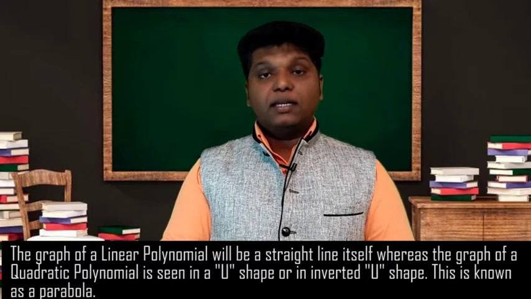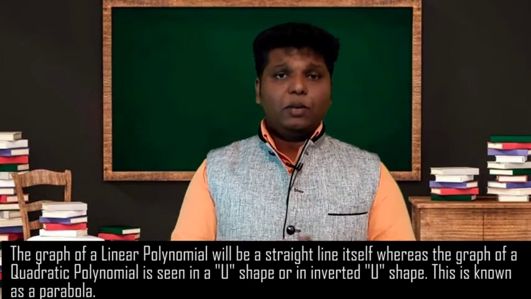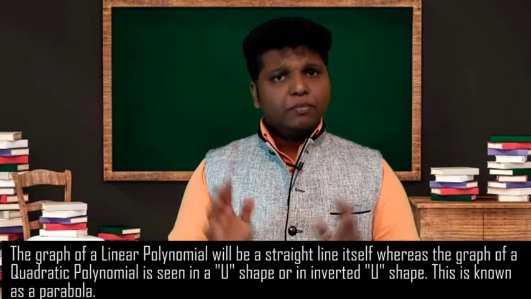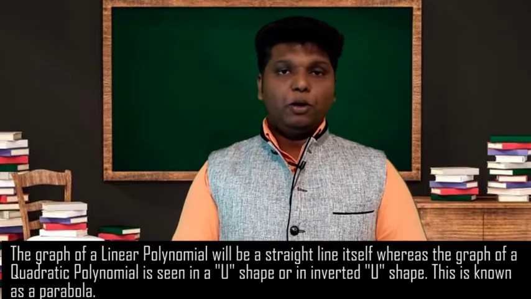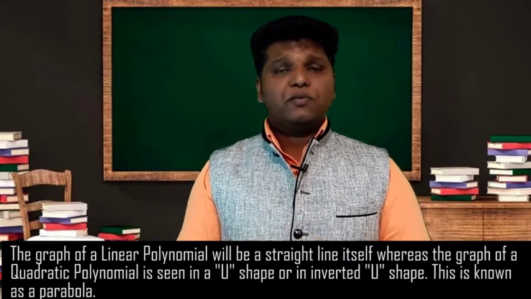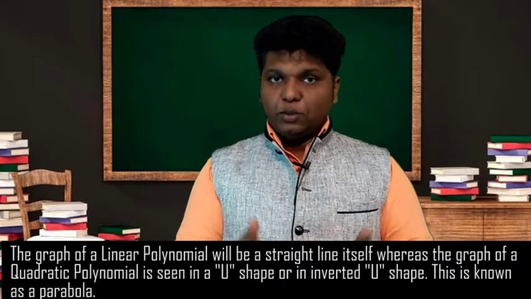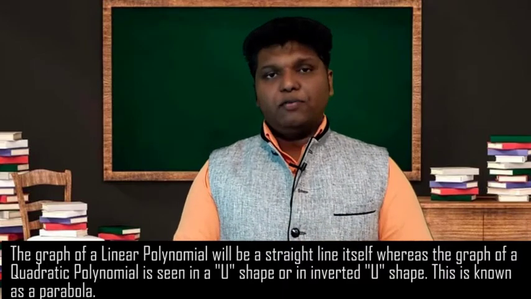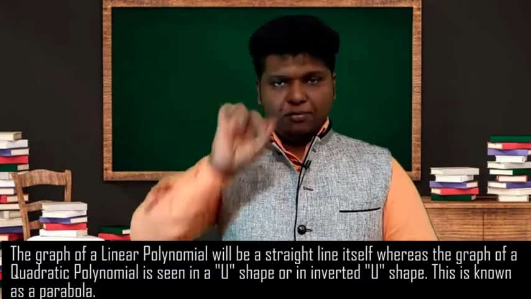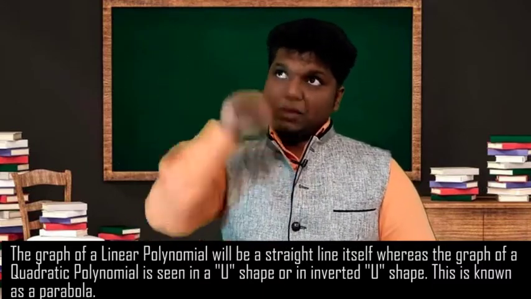What about a quadratic polynomial? If you're taking a quadratic polynomial and drawing, say, y is equal to ax square plus bx plus c, a general form of a quadratic polynomial, the degree should be 2, like 3x square plus 2x plus 5. If you're trying to draw a graph for this one, you will get something like a U-shaped graph. It will not be a linear graph. You will get a U-shaped graph or an inverted U.